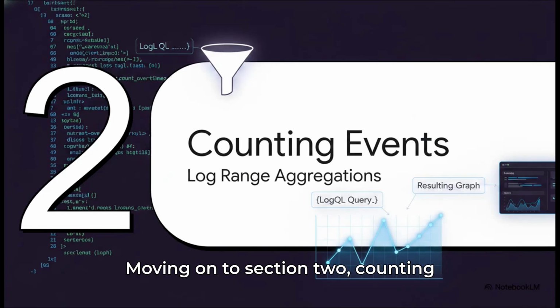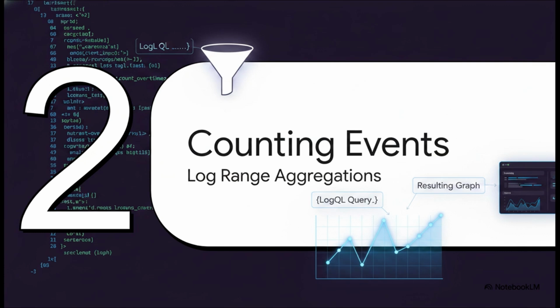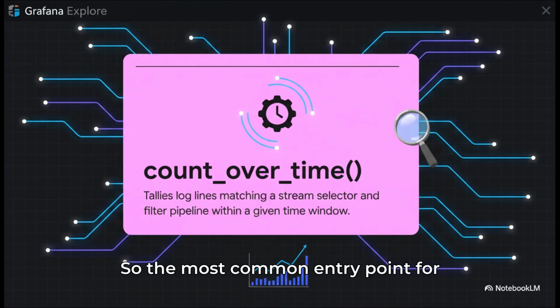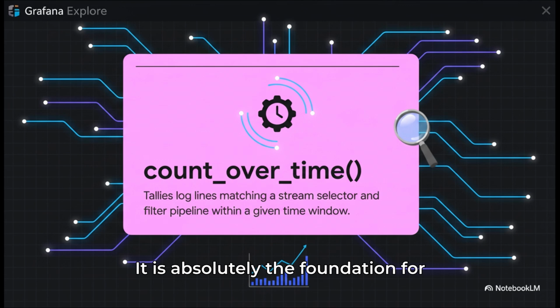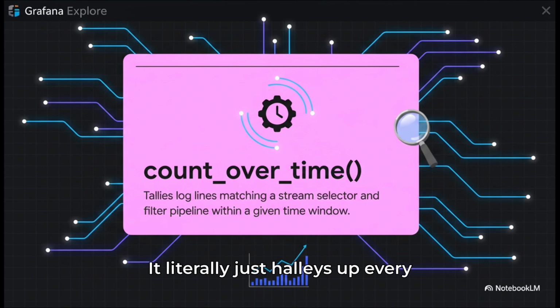Moving on to section 2, counting events over time. This is where we unlock log range aggregations. So the most common entry point for turning logs into metrics is count_overtime. It is absolutely the foundation for volume monitoring, essentially acting as a super straightforward event counter. It literally just tallies up every single log line that matches your criteria within a specific window of time.